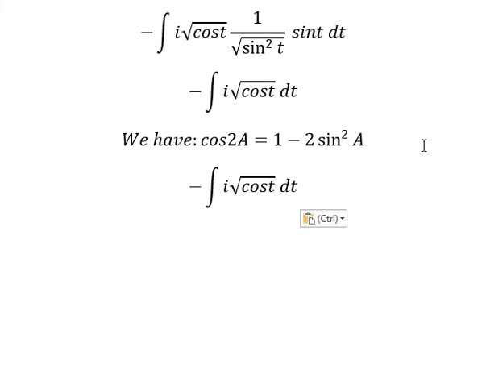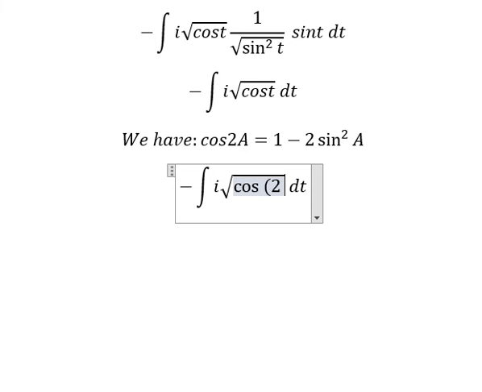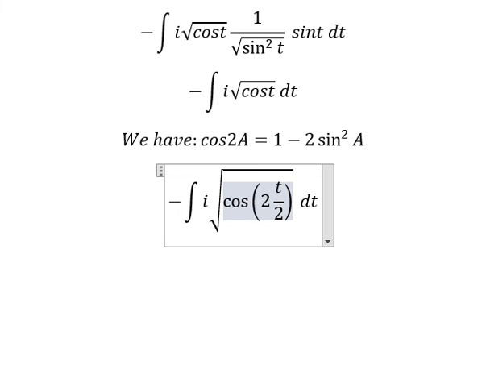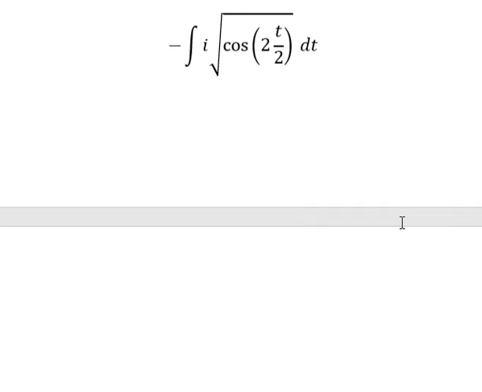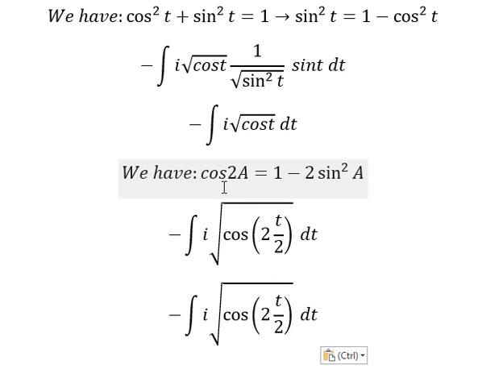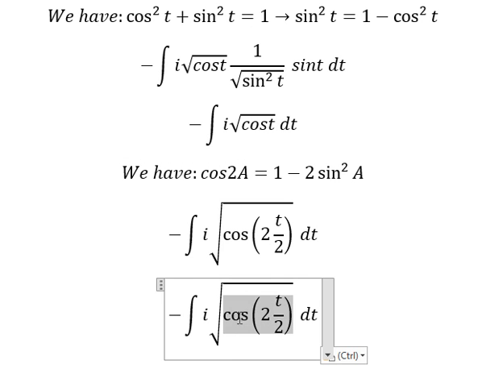So t is number 2 multiplied by t over number 2. So we have cosine 2A, and we know that capital A is t over number 2. Now we need to transform this one into this one.